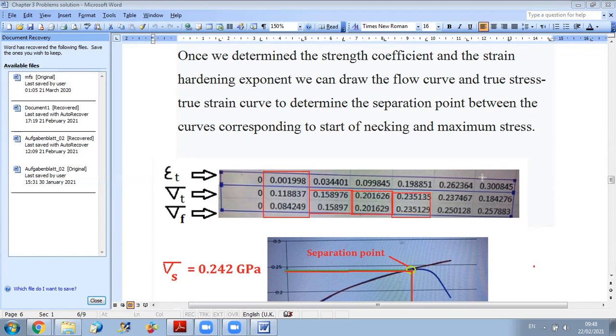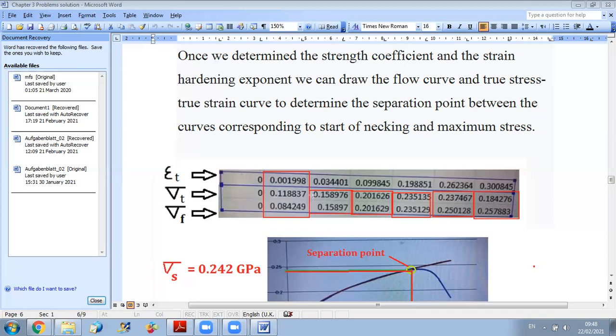So the values will be very close at points 2, 3, and 4. Now, after 4, after necking, you will start to see a difference. For 0.5, for example, the difference is still small because you have just passed the maximum strength, and you are close to the start of necking. But at 0.6, which corresponds to fracture, you have a very high difference between sigma true and sigma flow. This is because the strain hardening behavior stops when necking starts.